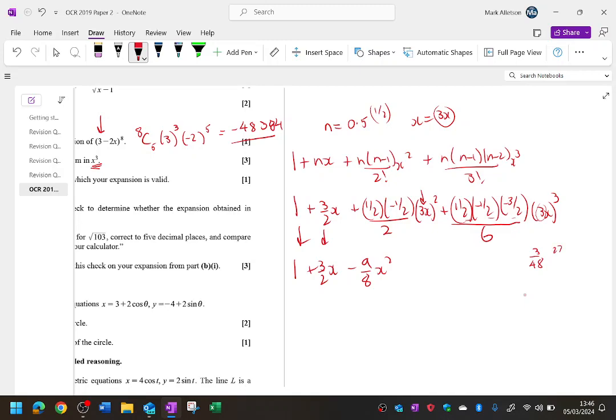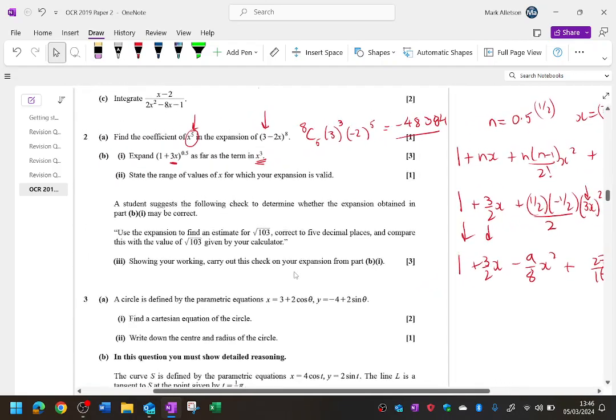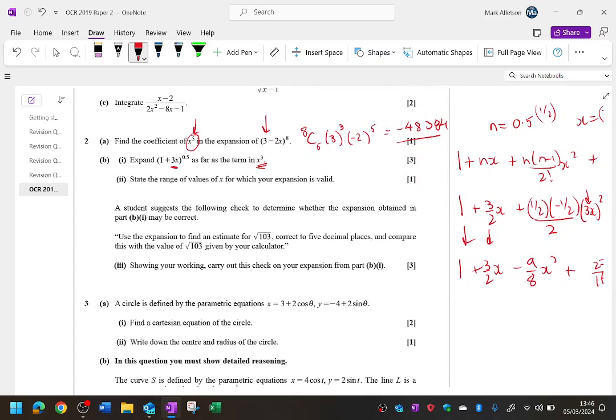Then we're timesing that by 27, so it's going to be 81 over 48. Did it cancel? Yeah, both in the 3 times table, so we can divide by 3. We're going to get 27 over 16. So you get the answer of positive 27/16, and that's the x cubed term. I think that's all it asks for. Yep, okay, so that's done.